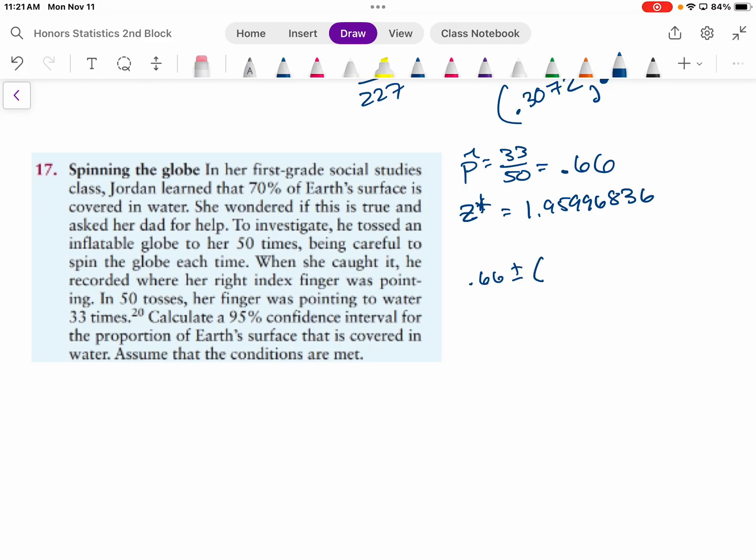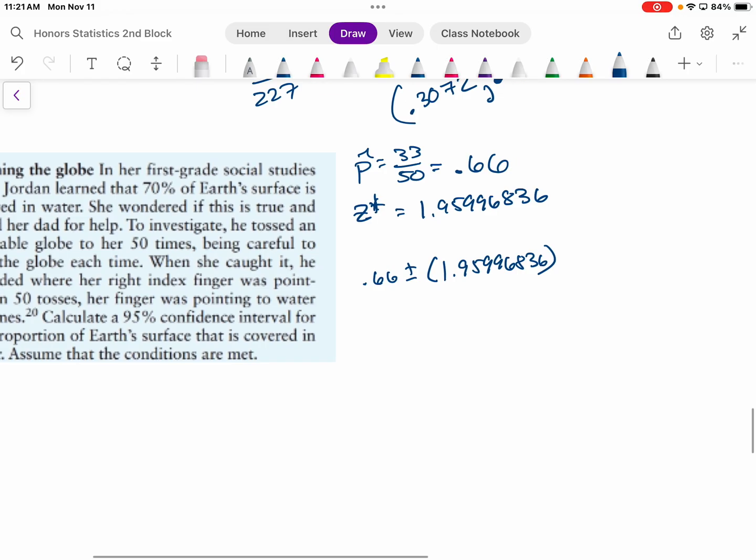0.66 plus or minus that long decimal times the square root of 0.66 times 0.34 over 50. Again, you can use the 33 over 50, but to me, if it's not a terminating decimal, leave it as a fraction. This one was a quick terminating decimal at two places, so that's why I went ahead and converted it. Now I'm ready for the calculator. Second x squared, alpha y equals 0.66 times 0.34 over 50.